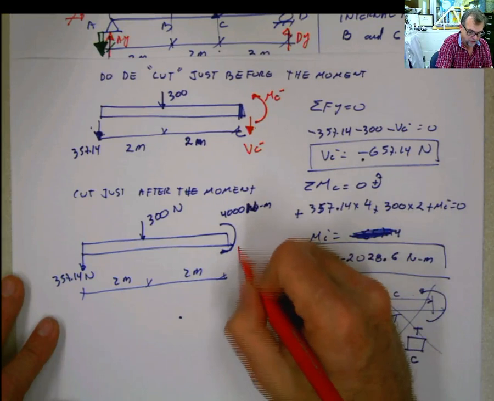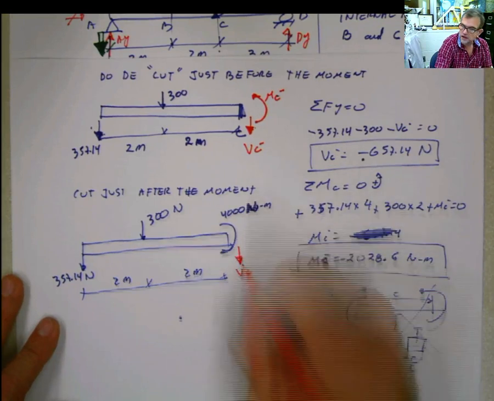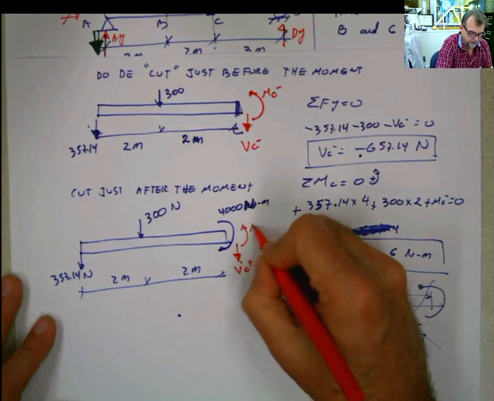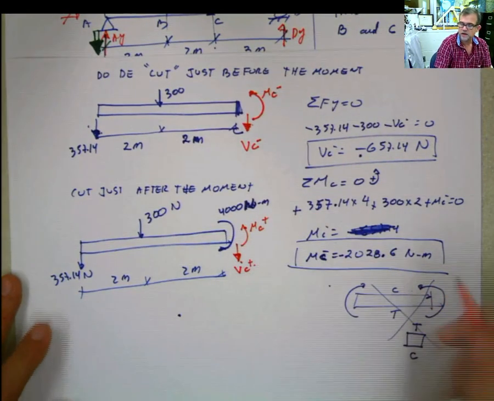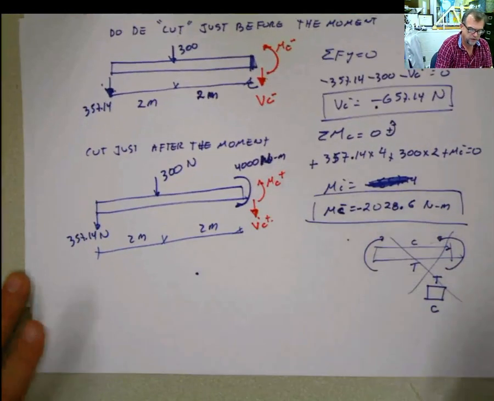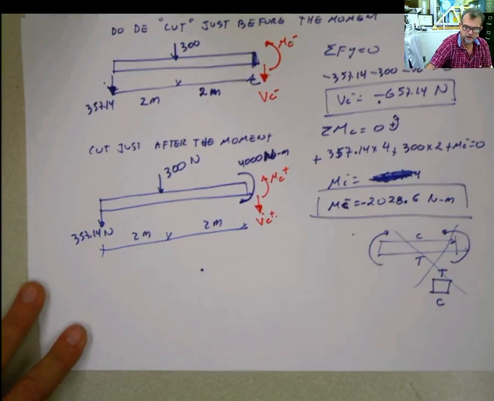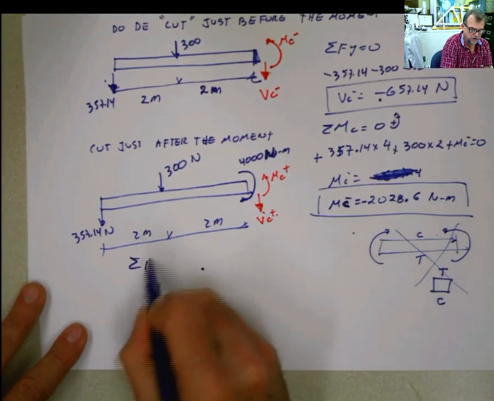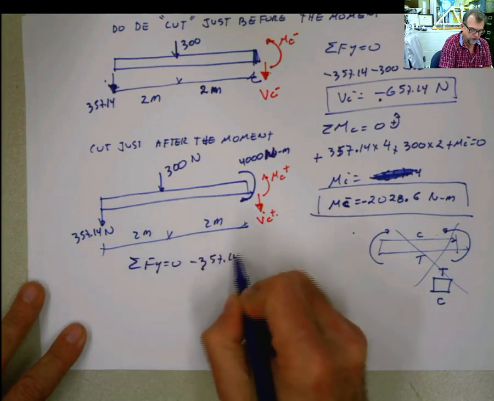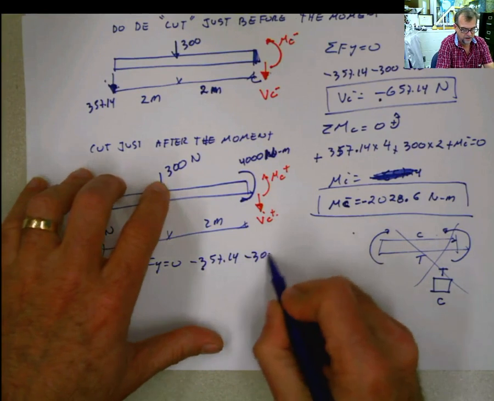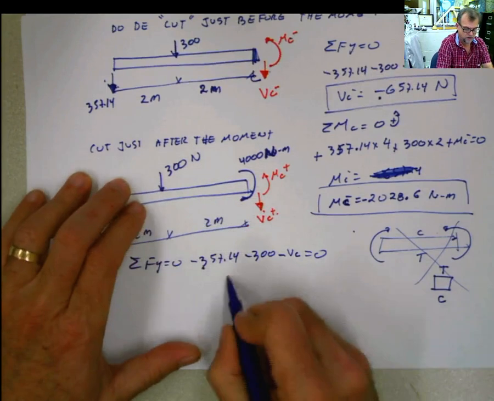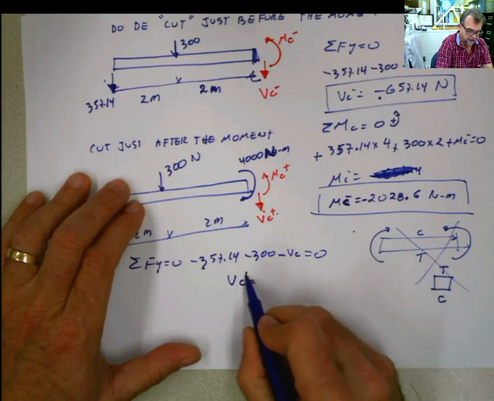So I do my VC here, positive direction, assumed all the time. This is my convention. I use that because I want to be sure of what I'm doing. And you do the same thing. Summation of forces in Y equals 0. Then I have negative 357.14, negative 300, negative VC. The moment I don't include in my summation of forces equals 0. VC equals negative 657.14 Newton.